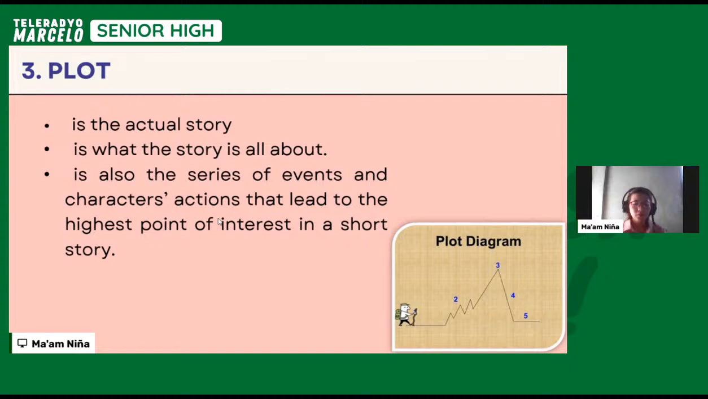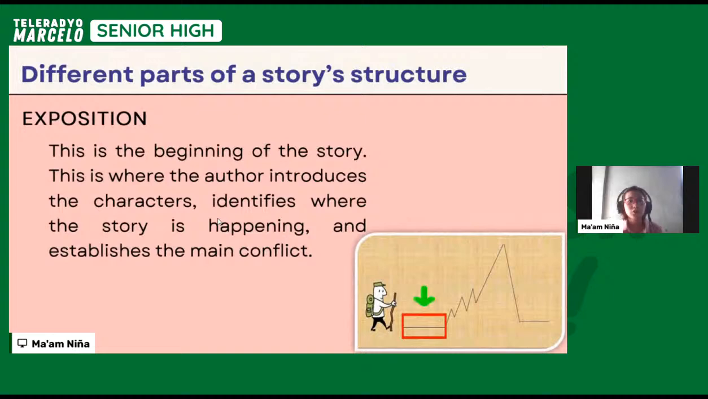So here are the different parts of a story structure. You can follow through the diagram you see below in the lower part. These are the different parts of a structure. You see the blinking yellow-green arrow. We are in the exposition part. This is the beginning of the story. This is where the author usually introduces the characters, identifies where the story is happening, and establishes the main conflict. Meaning the characters are introduced, the setting where the action will take place, and a little of the main conflict. So that is exposition.